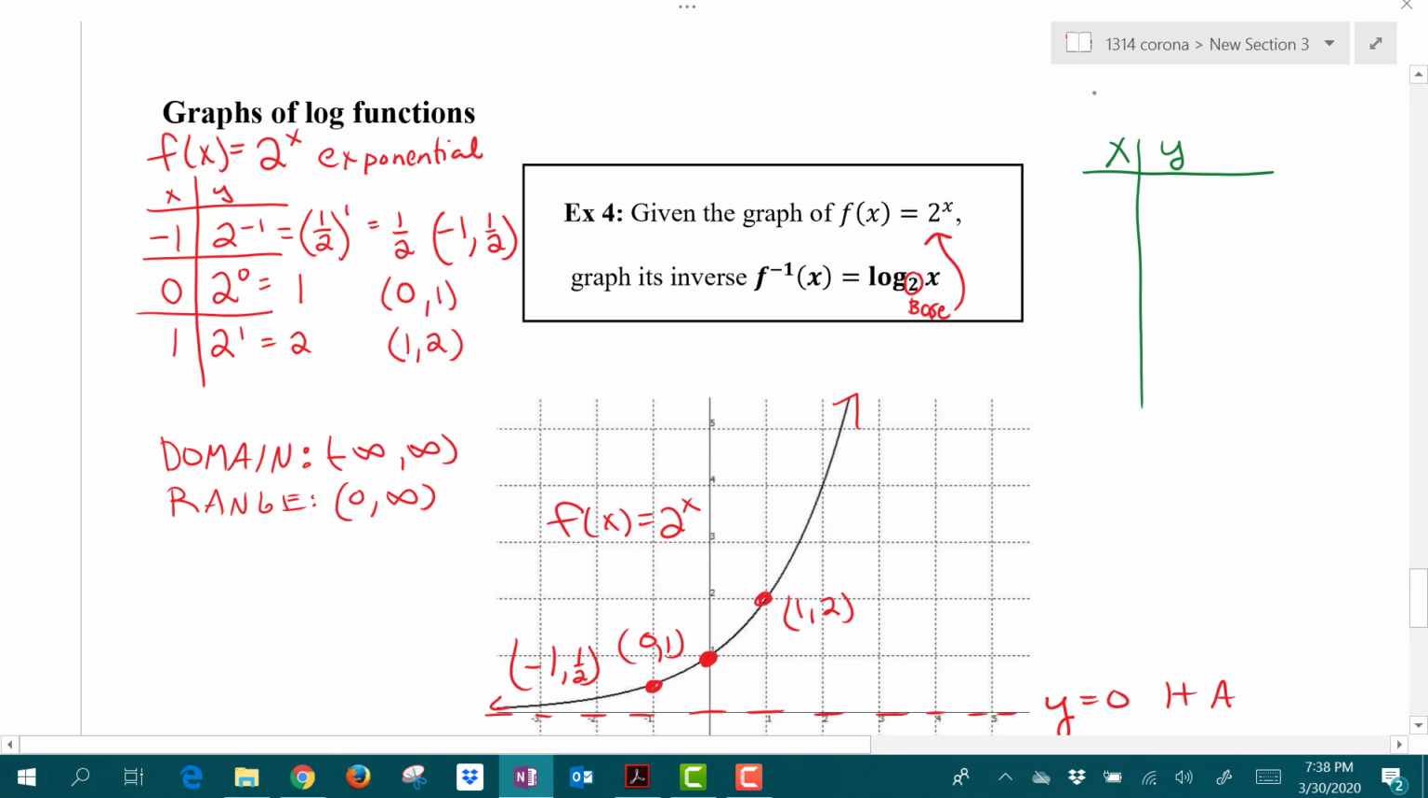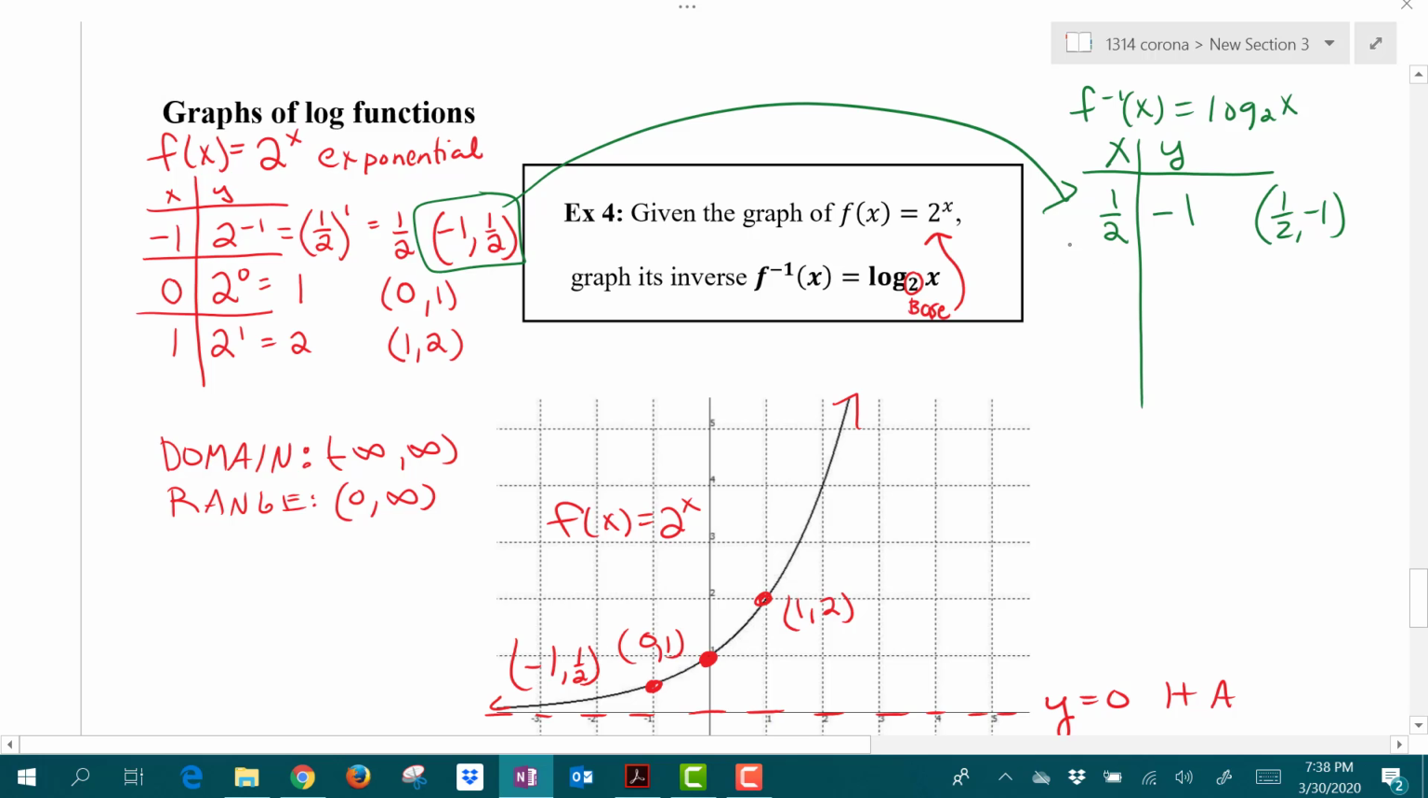Alright, to graph the log function, which is the inverse of that exponential, all we have to do is take the x and y values of the exponential and then switch them around. So I'm going to take this point here and I'm going to flip it around. So instead of -1, 1/2, it's going to be 1/2, -1. So we're going to plot that point. And instead of being 0, 1, we're going to do 1, 0. We're going to graph that point. And then instead of being 1, 2, it's going to be 2, 1. So we're going to graph those 3 points.